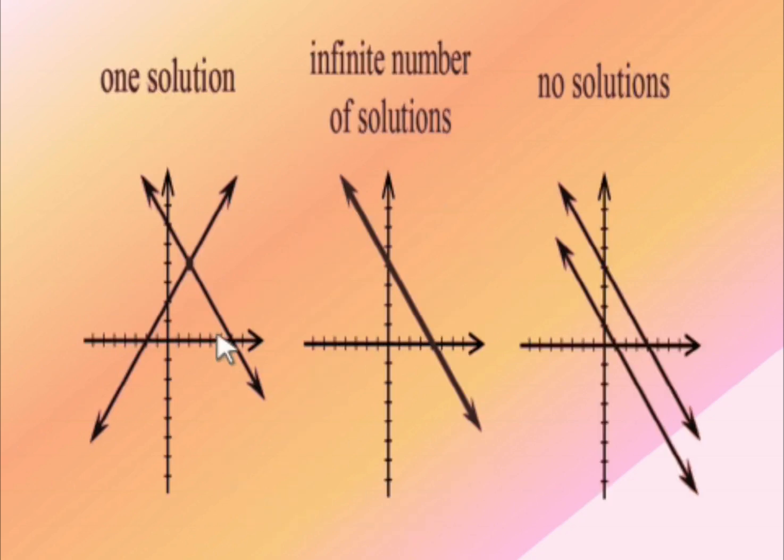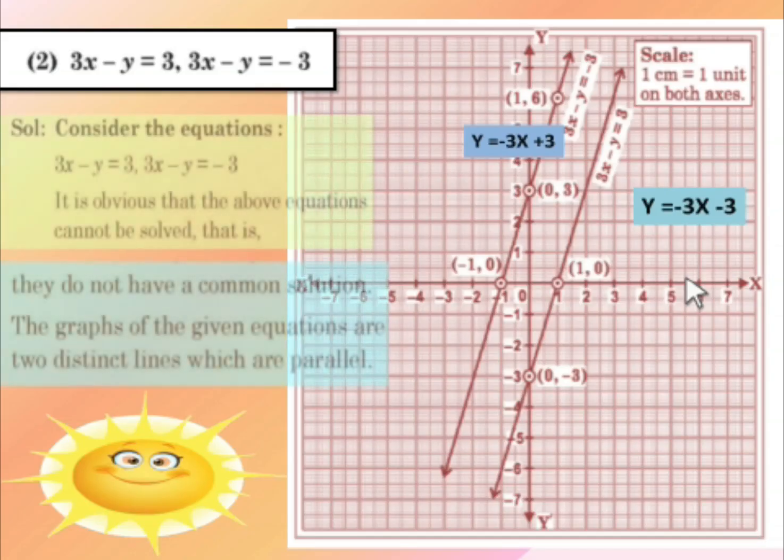Then, we recapitulate once again. When lines intersect, they have one solution. When lines totally coincide with each other, they have infinitely many solutions. And when they are parallel to each other, we say there are no solutions, right?